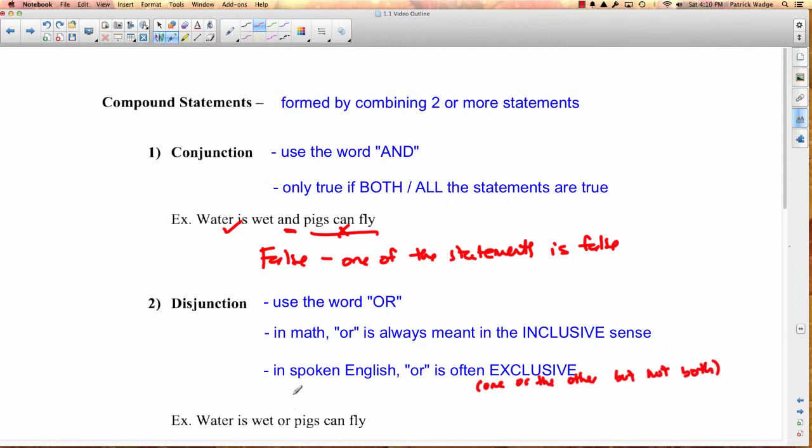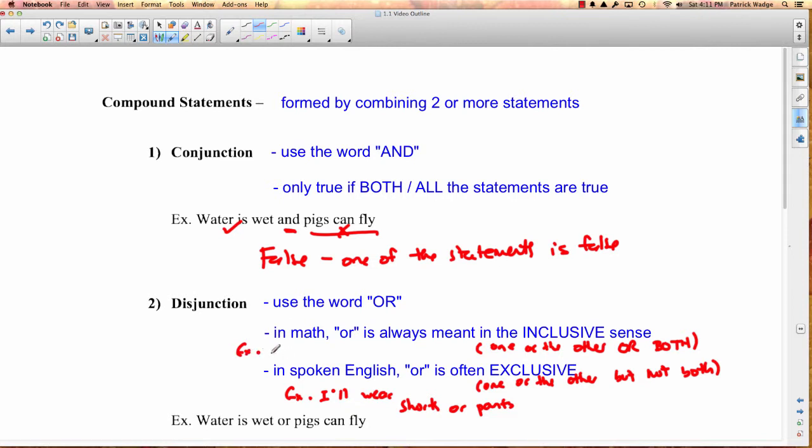For example, if I said, "I'll wear shorts or pants," this is an exclusive use of "or," because I'm not going to wear shorts and pants at the same time. I'm either going to wear shorts or I'm going to wear pants, but there's no way I'm wearing both at the same time. With an inclusive sense of "or," it could be one or the other or both, and that's a little unique, but that's the way it works.